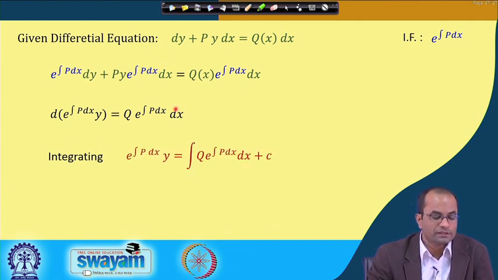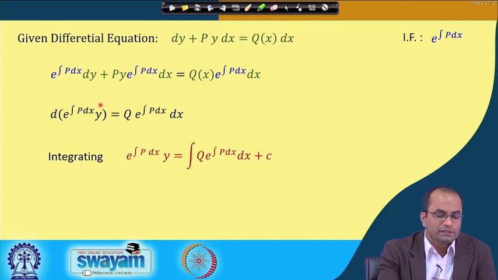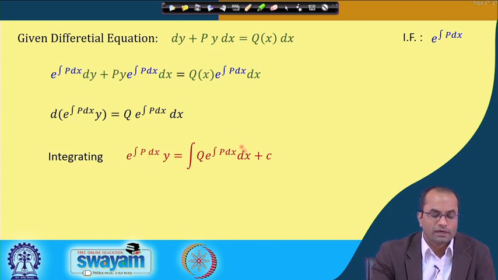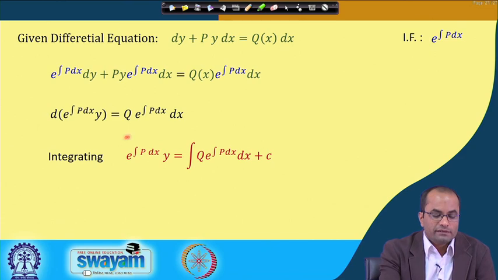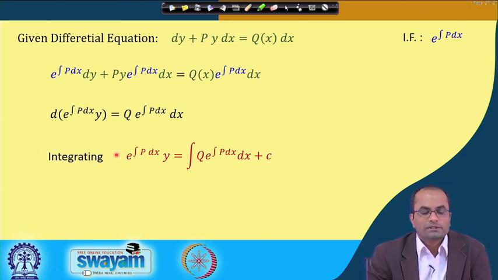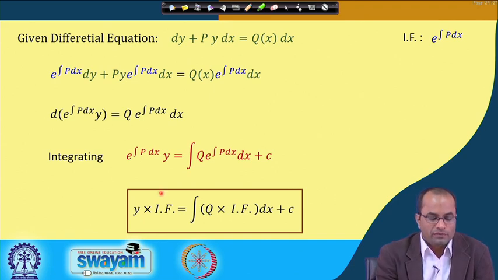While integrating, on the left hand side we get e to the power integral p dx times y only, and on the right hand side we integrate q times this integrating factor dx, plus a constant of integration. So, this is eventually the solution of the given linear differential equation. To make it easy to remember, we write it as y multiplied by the integrating factor, which we have to evaluate.